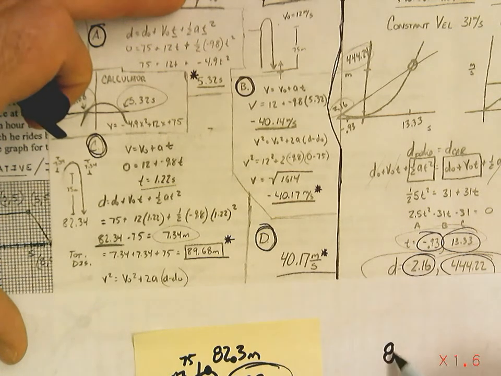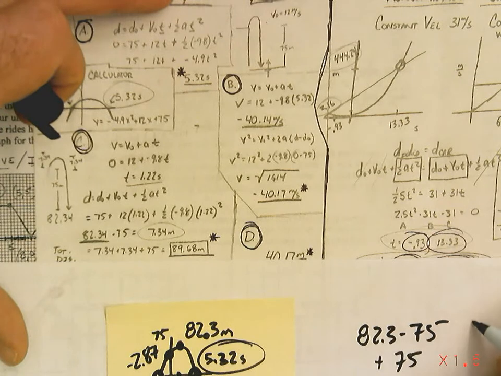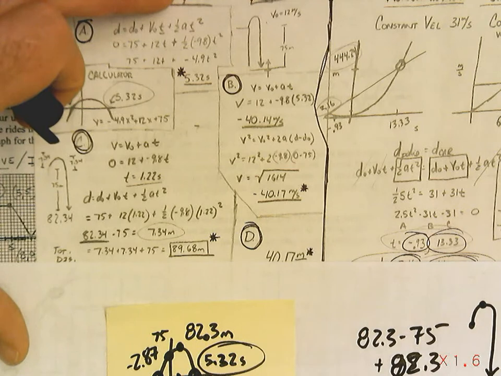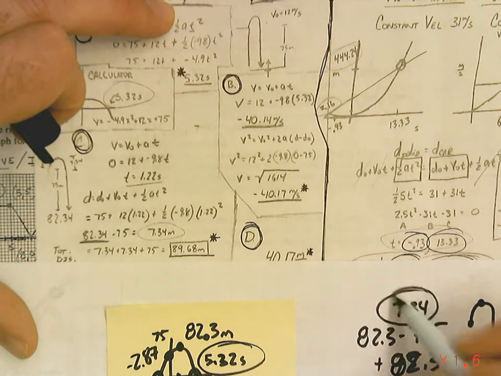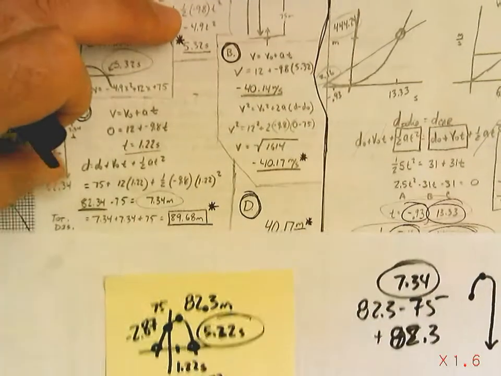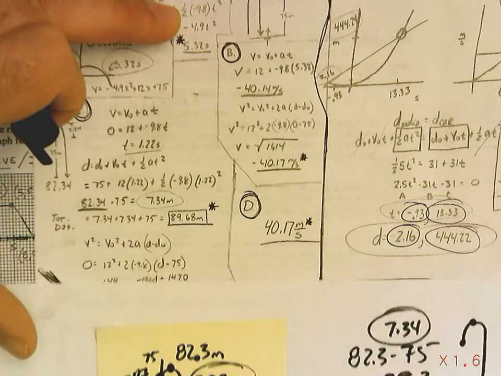So really what you have to do is take 82.3 minus 75, and then you want to add 75 to that, right? So this would be up, that'd be that much, get to the apex, plus 82.3, my bad. And then you come back down to 82.3. So that's going to be 7.34 right here. And then you're going to add that to the distance, 82.34. And you get 89.68 using the calculator. That's probably the best way to do it.